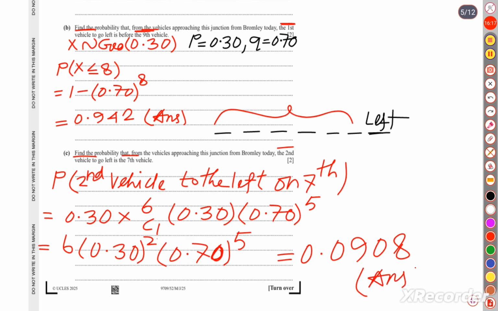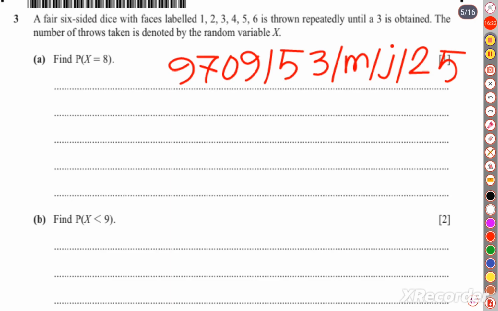Let's see the next question. The next question belongs to paper 9709/53 for the session May June 25, and we are going to solve question number 3, all of them from 3. Let's see what the question says. A fair six-sided dice with faces labeled 1 until 6 is thrown repeatedly until a 3 is obtained. Look at this, until is the clue word of this question. That's why we can decide that this belongs to geometric distribution.